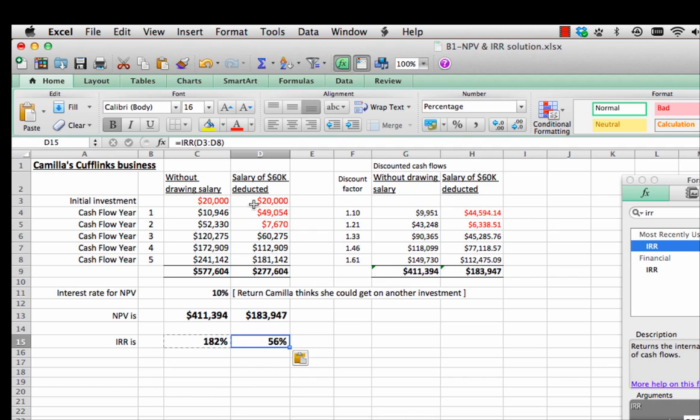So you'll notice that formula just takes a stream of cash flows. It doesn't require you to put in an interest rate because the interest rate is the answer that you're trying to get, the internal rate of return. So hopefully that makes this process a little bit easier to understand.